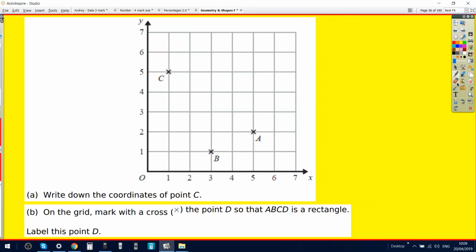How about this? Write down the coordinates for point C. 1, 5. Yeah, and B. On the grid, mark a point D, so that ABCD is a rectangle.